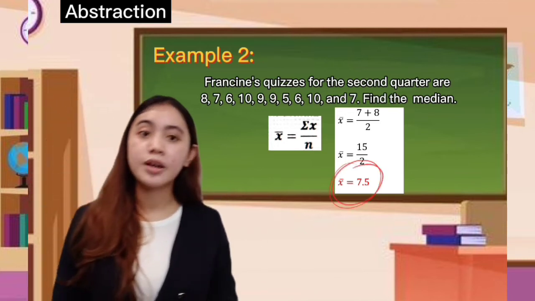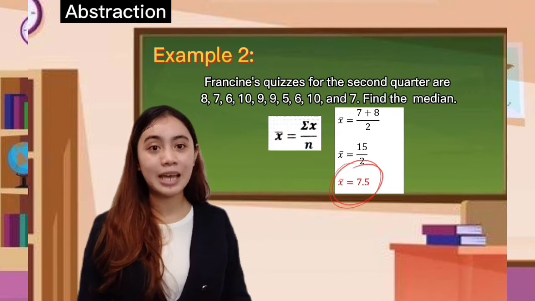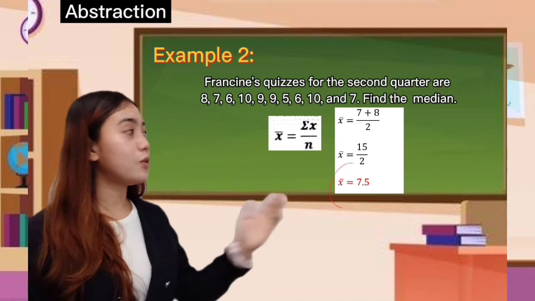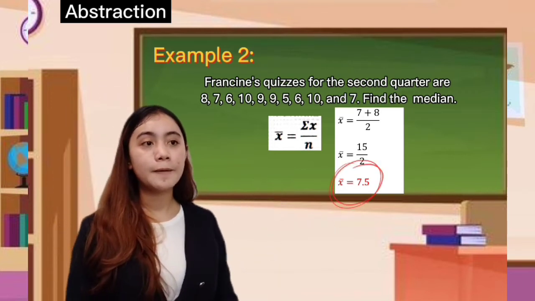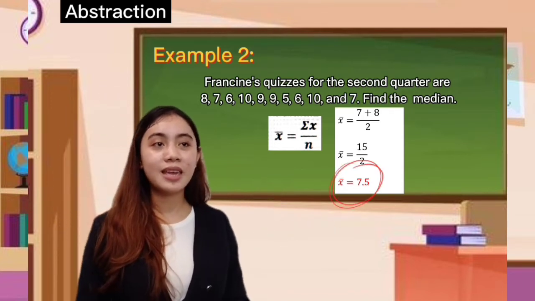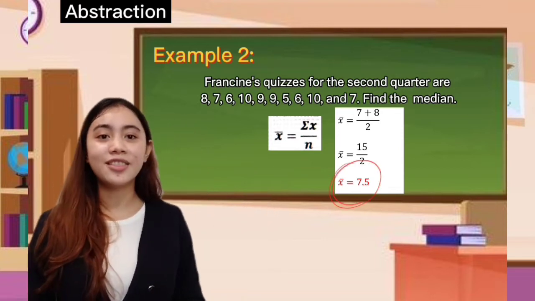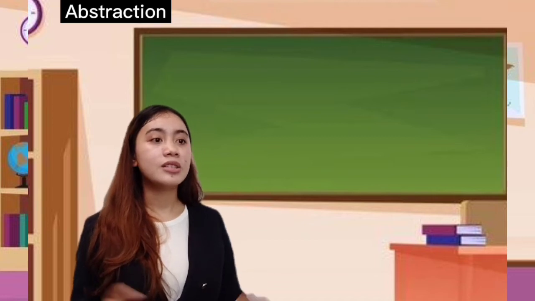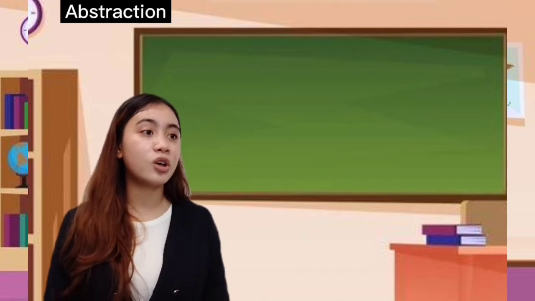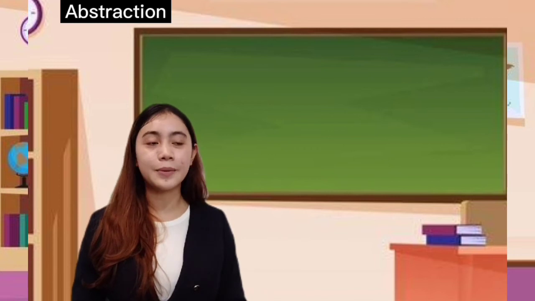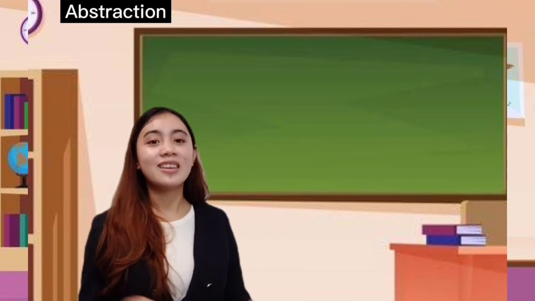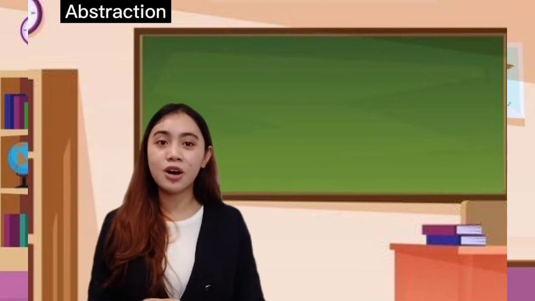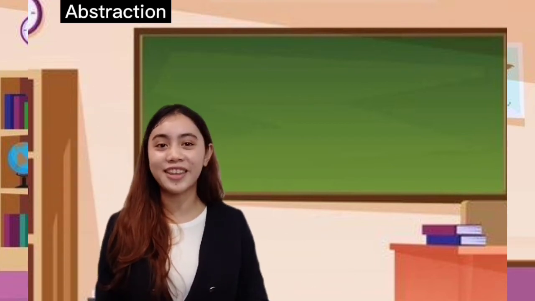Class, always remember that if we have an odd sample, the median is directly in the middle. But if we have an even sample, we need to get the mean of the two middle numbers. Am I understood? Okay. So class, do you understand how to find and solve the median of an ungrouped data? Okay. Is there any question? Very good. Let us now move on to the next measure of central tendency.